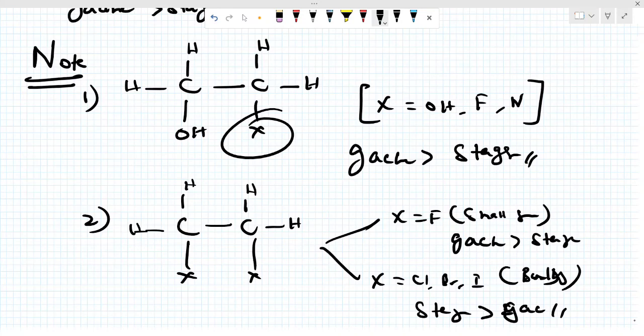Listen, from the exam point of view, they will surely ask a question based on cyclohexane or butane. And ethane we know, right? Ethane can exist in two different forms: one is staggered, one is eclipsed. It's very simple. I hope you understand.